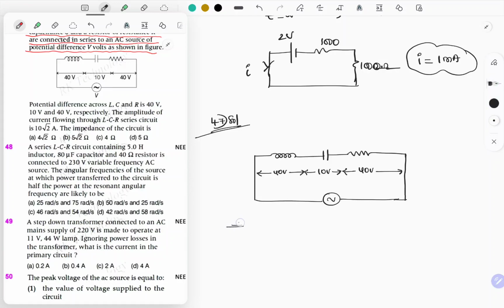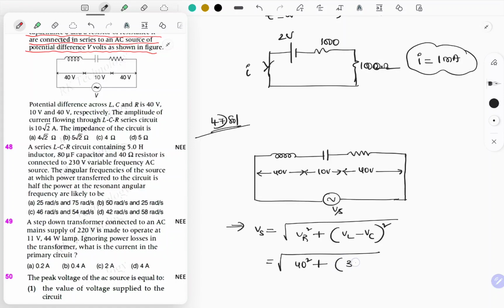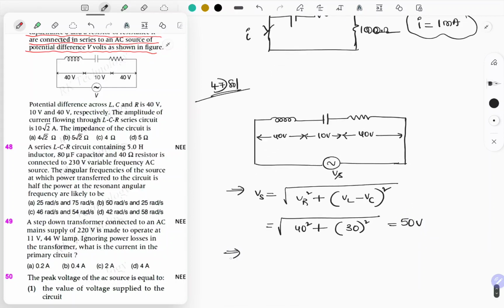Okay, super. So we know that total voltage Vs, which is nothing but the RMS voltage here, is equal to square root of Vr square plus (VL minus Vc) or (Vc minus VL) whole square. Here whose effect is greater, inductance or capacitance? Inductance. Voltage across the inductor is greater than voltage across the capacitor. That's why the total circuit behaves like an inductive circuit. So it's going to be VL minus Vc whole square. So Vr square is 40 square plus VL minus Vc is 30 square, which results in 50 volt.